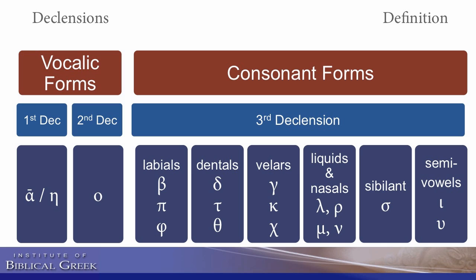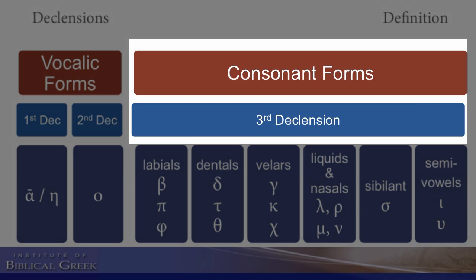The liquids, lambda and rho, and nasals, mu and nu, will do very similar things when followed by our case endings. The same goes for sibilants and our semivowels, iota and upsilon. I know many people think of iota and upsilon as vowels, but really they are semivowels like our Y in English. And the endings will look far more like they're following consonants than vowels, and that's why we group them under consonant forms. And so I know this looks like a lot of variation here, but in general, stems that end with a consonant will all have a similar look to them.